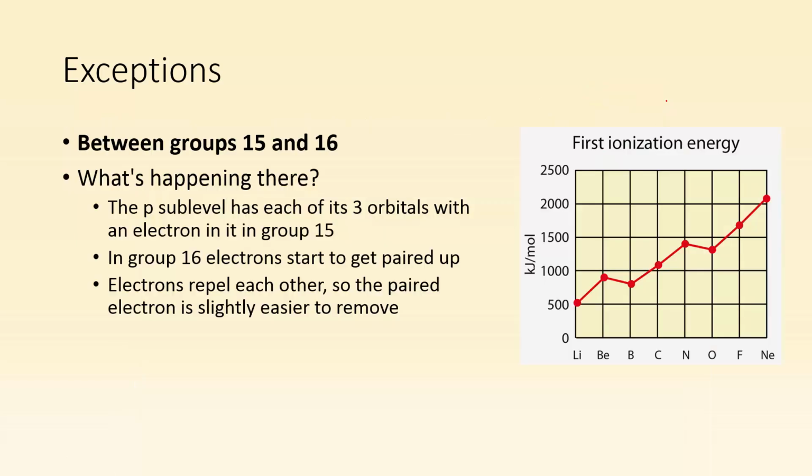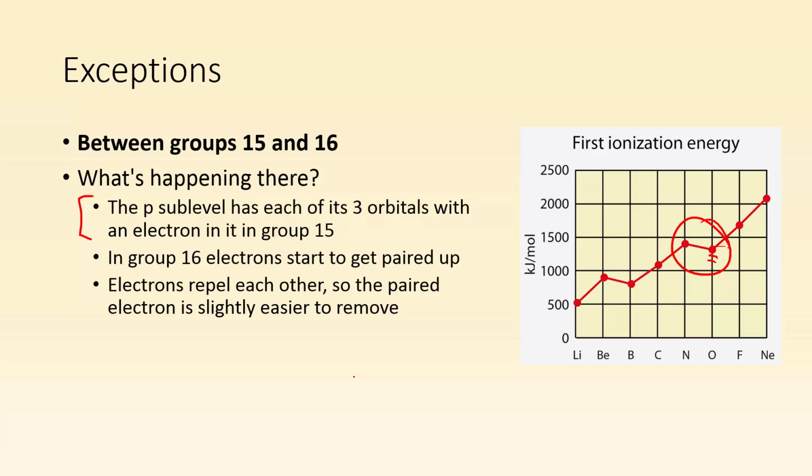The other place you see exceptions is between groups 15 and 16. So right here you can see, hey, this didn't follow the trend. It actually went down in ionization energy. Why is that? Well, in this example, we're going to again have to take a look at the electron configuration. So here the P sublevel has each of its 3 orbitals filled with an electron in group 15.